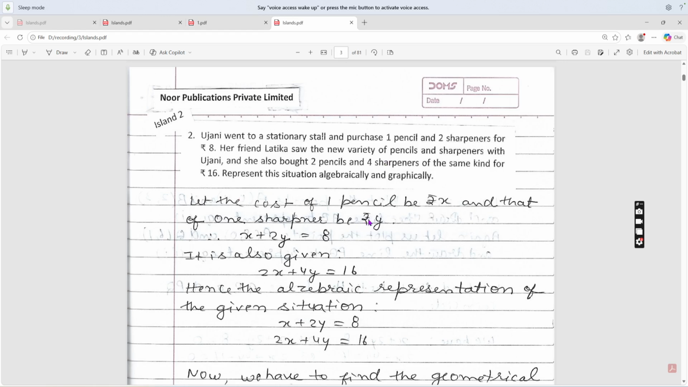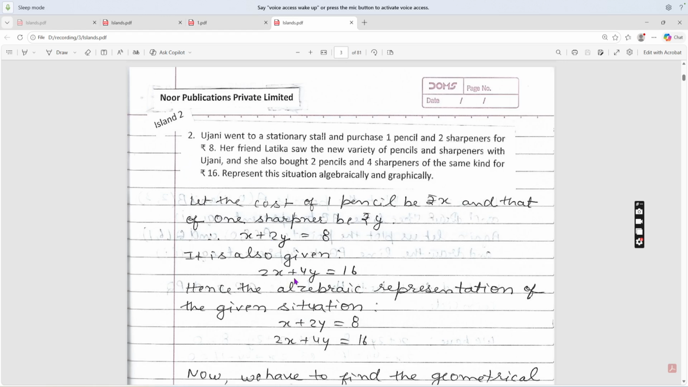Just see, let the cost of one pencil be x rupees and that of one sharpener be y rupees. As per the question, we can say Ujjaini had bought one pencil. So 1 into x would be 1x and 2 into y, because the cost of per sharpener is y. That is what we have let here. So the cost of two sharpeners would be 2 into y, and the total cost she paid is 8 rupees.